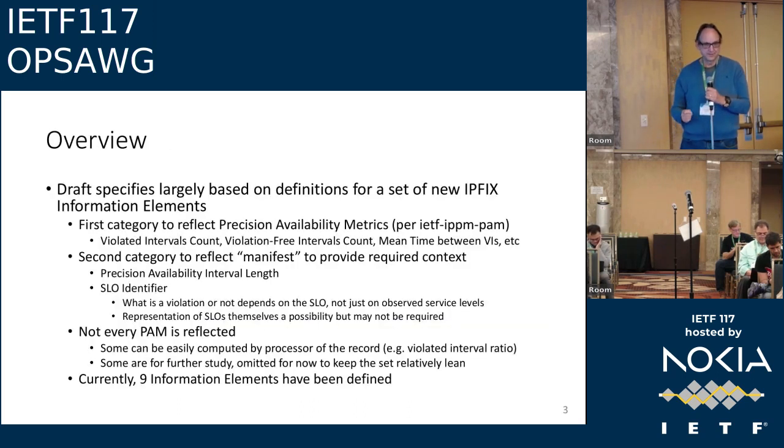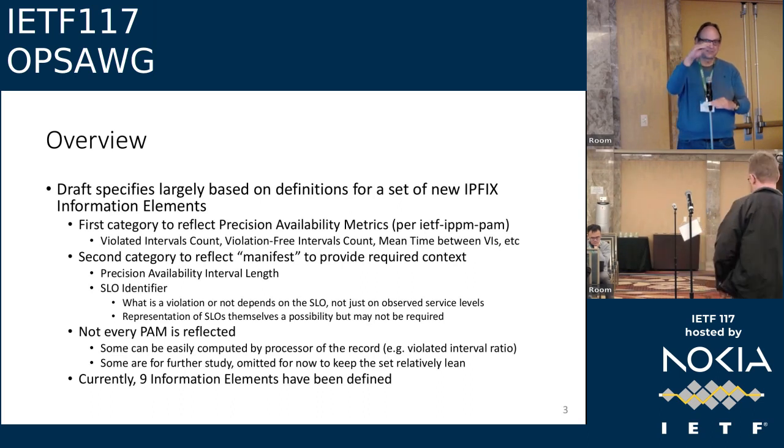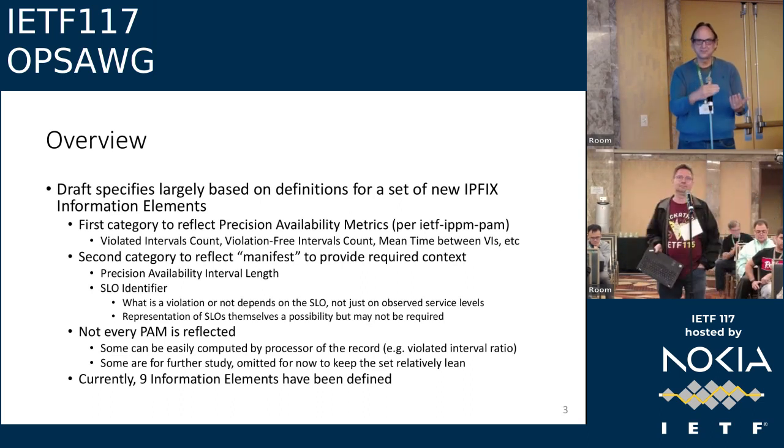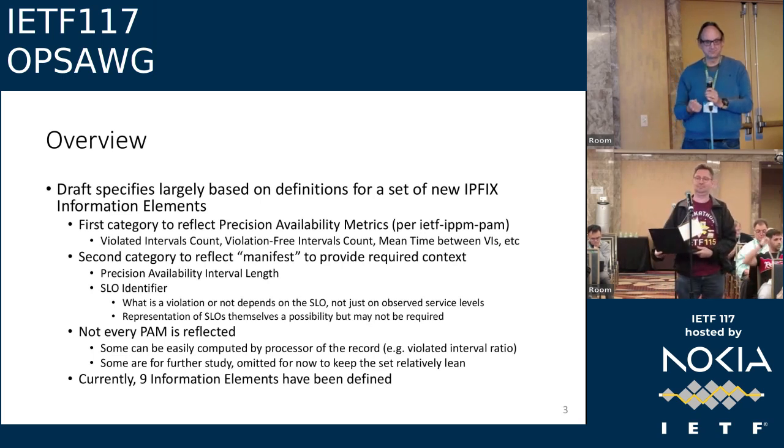Next slide, please. The core of this is to define new information elements. They are categorized into two sets. One is information elements to reflect precision availability metrics, such as violated intervals count, violation-free intervals count, and a few more. The second category is information elements which provide the necessary context to interpret those records, such as, when we look at the violated intervals, what is the length of that interval? Also, what is the service level objective? What is or is not a violation is relative to this particular notion.